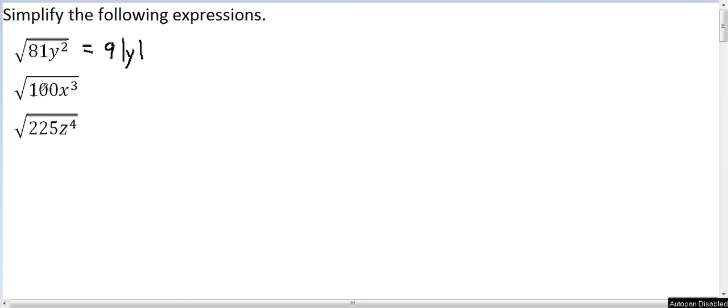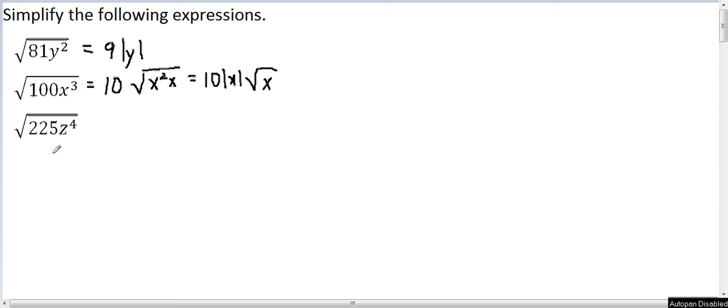Next, we have the square root of 100x cubed. Once again, we have a single term, so we take the square root of 100, which is equal to 10. And x cubed can be thought of as x squared multiplied by x. The square root of x squared is equal to the absolute value of x. So we get 10 multiplied by the absolute value of x multiplied by the square root of x.